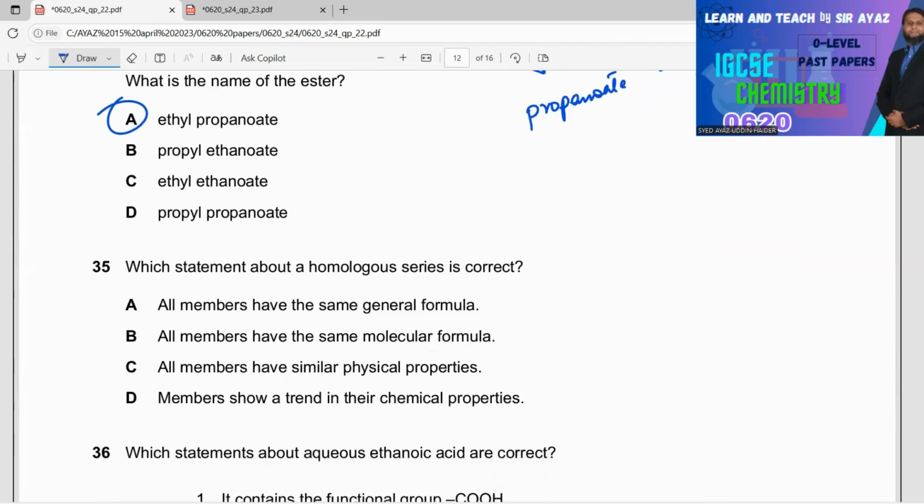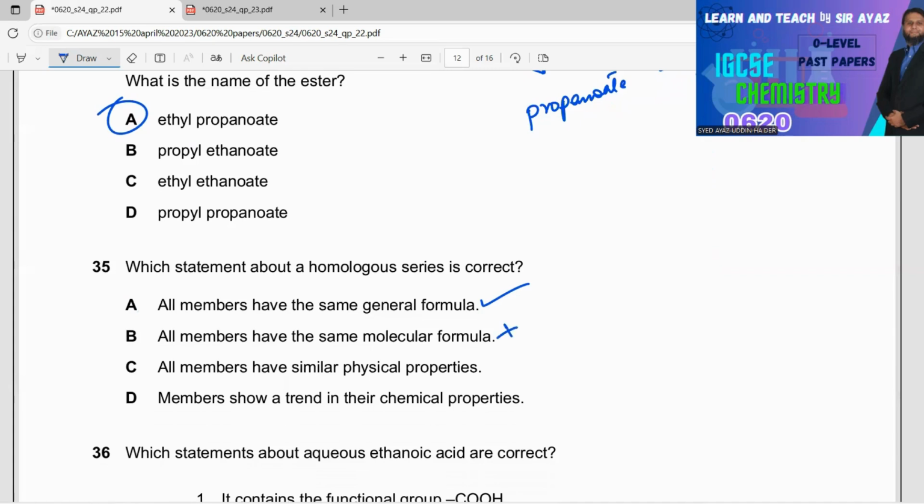Moving to next MCQ. Which statement about a homologous series is correct? A. All members have the same general formula. Yes, all the members follow the same general formula. This looks correct to me. For your convenience, I'm reading the other statements. B. All members have the same molecular formula. This is incorrect. The molecular formula is different for all the members.